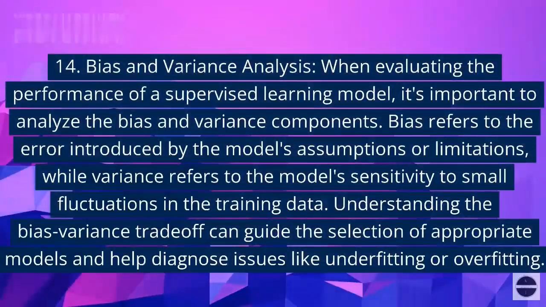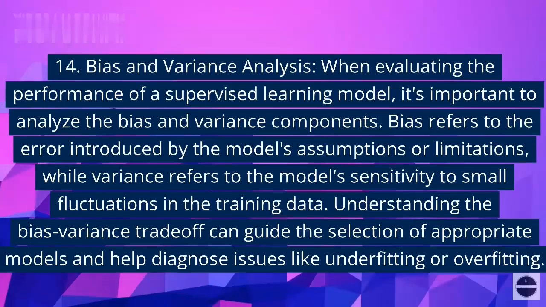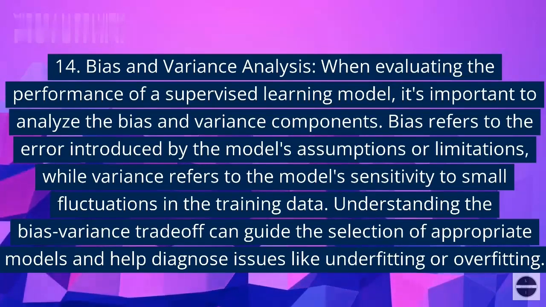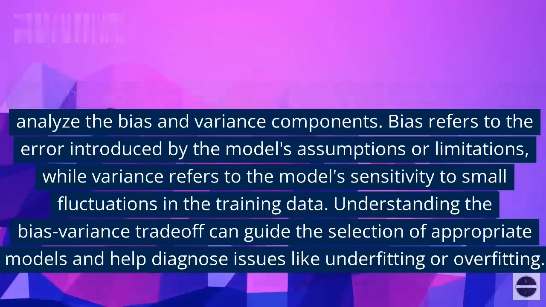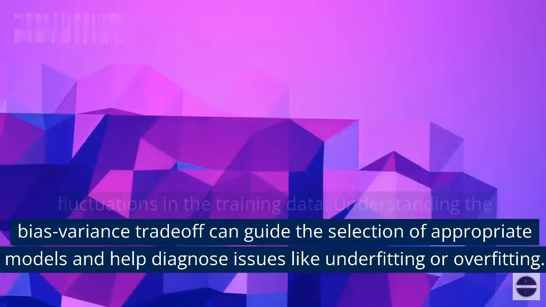14. Bias and variance analysis. When evaluating the performance of a supervised learning model, it's important to analyze the bias and variance components. Bias refers to the error introduced by the model's assumptions or limitations, while variance refers to the model's sensitivity to small fluctuations in the training data. Understanding the bias-variance trade-off can guide the selection of appropriate models and help diagnose issues like underfitting or overfitting.